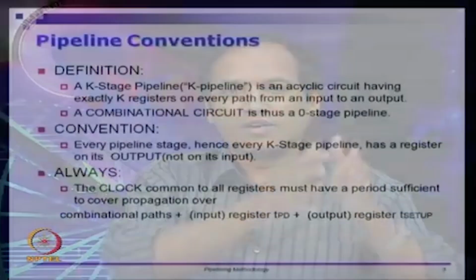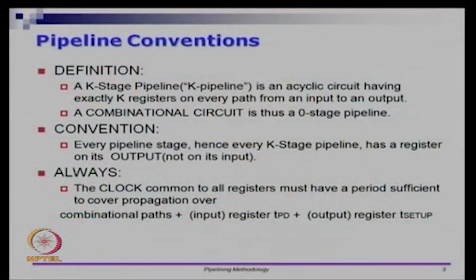So let us now look at a convention. Every pipeline stage, meaning after every combinational blob, if I put a register, that is a pipeline stage. So every pipeline stage, and hence every k-stage pipeline, has a register on its output. When I come from the external world, I have some input and I go through some combinational logic, flops, combinational logic, flops, and so on. The last stage will not come out of combinational logic, it will instead come out of a flip-flop at the end. So the outputs are always registered in a k-stage pipeline.